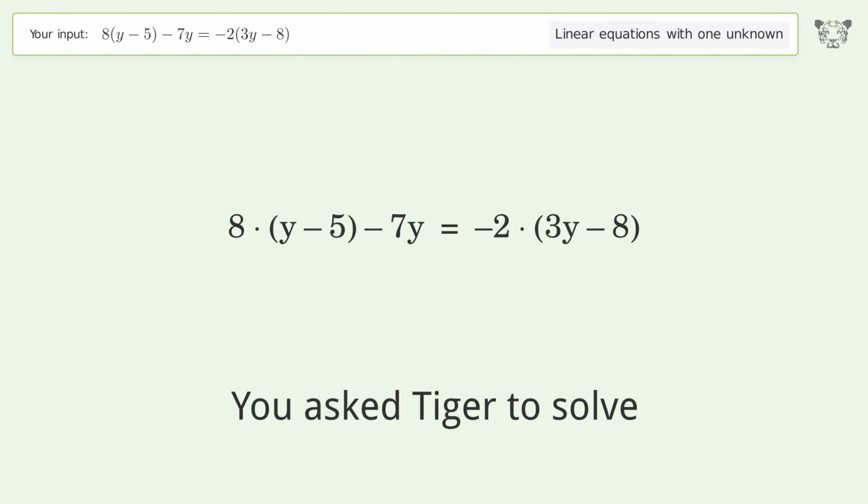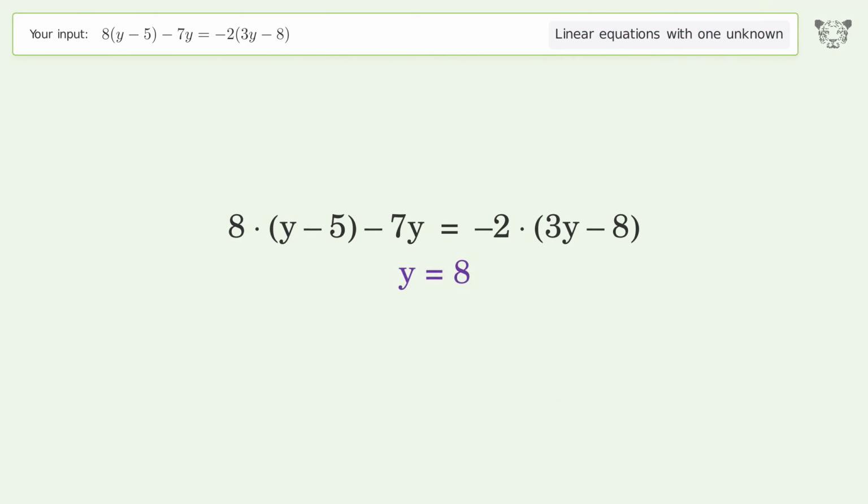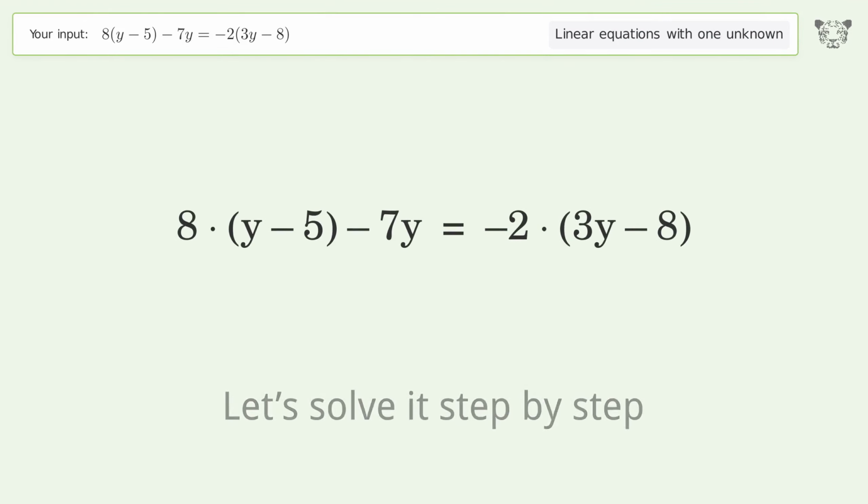You ask Tiger to solve. This deals with linear equations with one unknown. The final result is y=8. Let's solve it step by step.